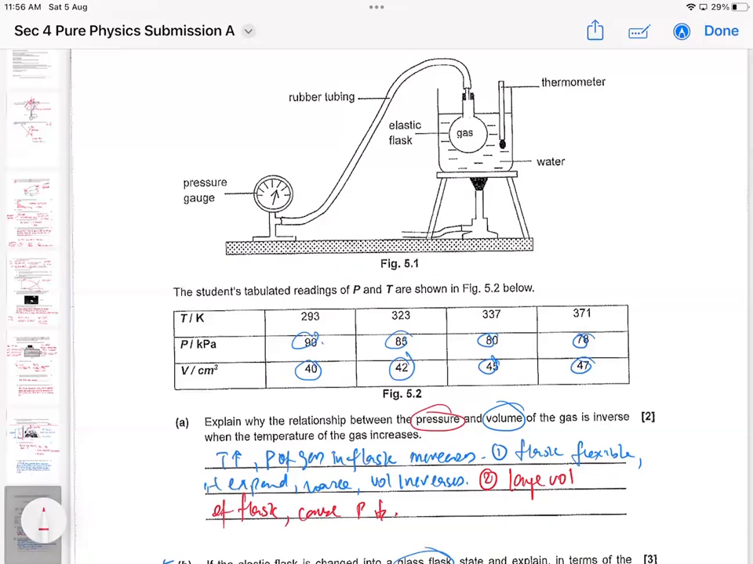It will fall until the point where the pressure inside the flask is equal to the pressure outside the flask. Okay, so when the pressure inside is the same as the pressure outside, then the expansion will stop. The pressure will also stop changing.